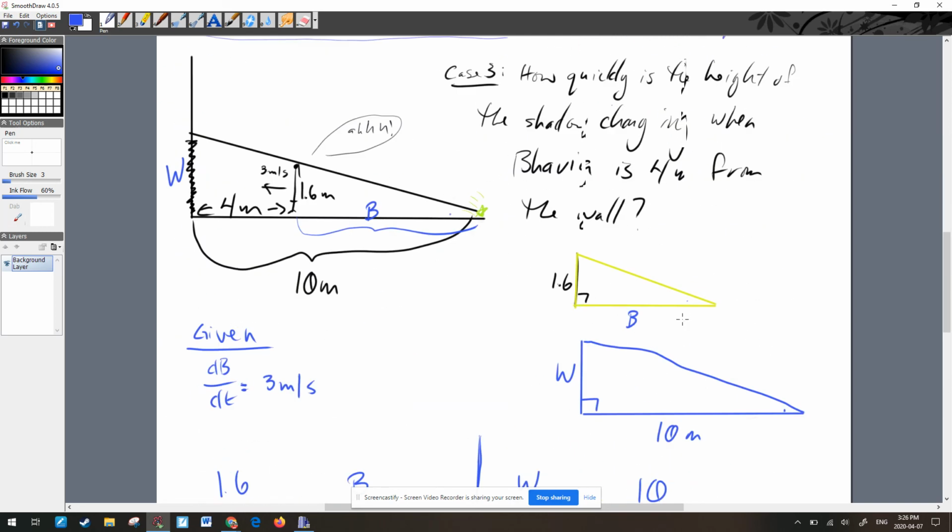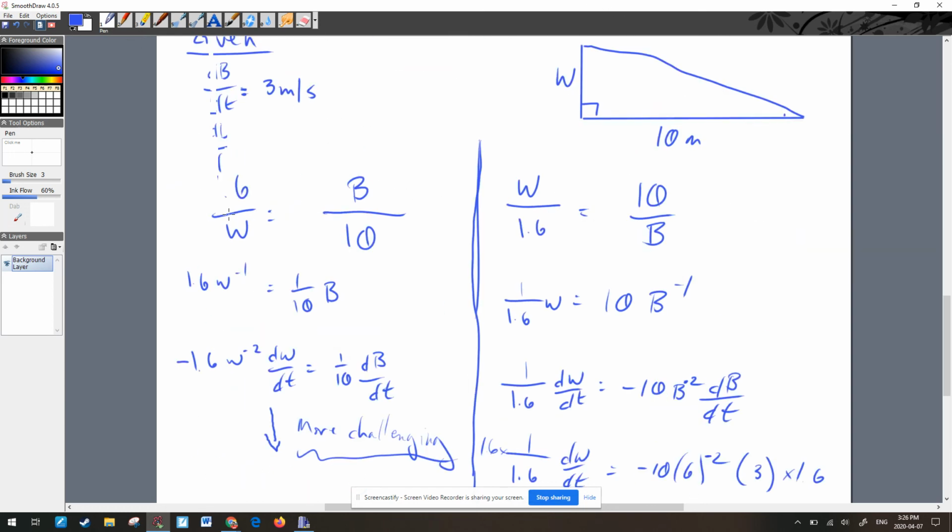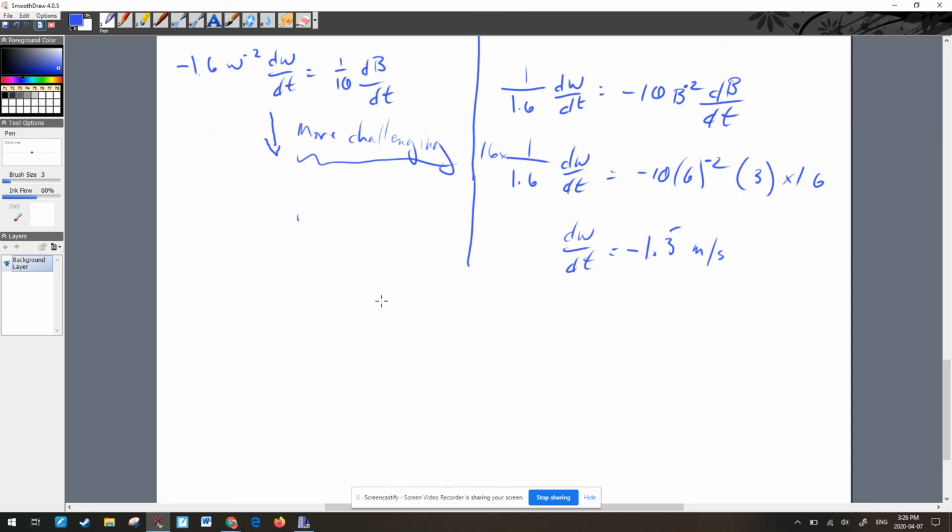Does that make sense, that her shadow is getting shorter? Of course it does, because if she's standing right in front, her shadow would be enormous, and as she gets closer to the wall, it's shorter. So we would say that, therefore, the height of the shadow is decreasing at 1.3 repeated meters per second. And there it is. So there is the third case. So those are the 3 distinct cases.